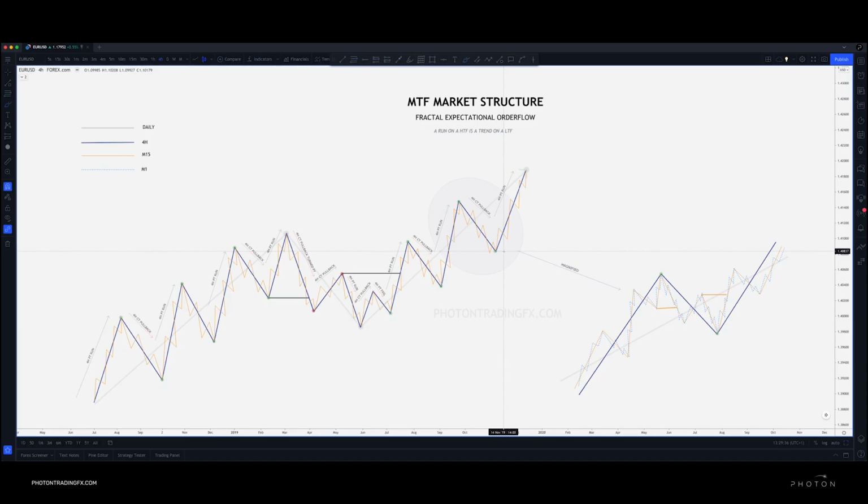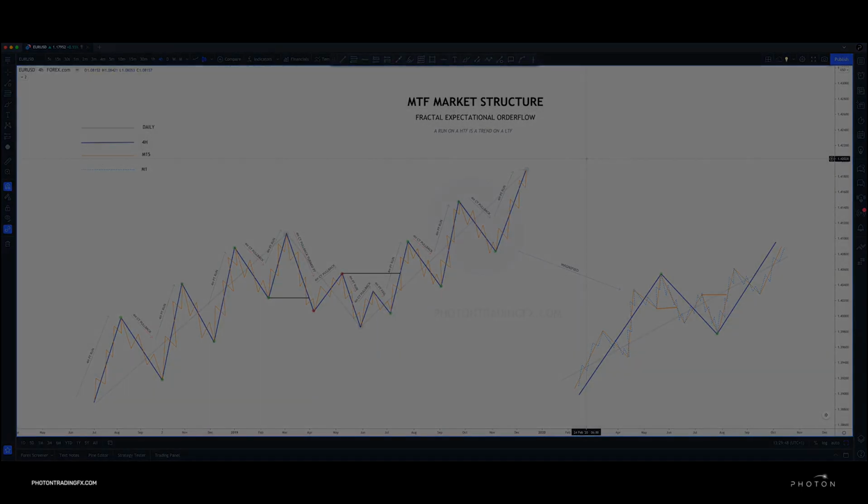So let's take a look at one last theoretical example on the charts, just so we can start to piece together a bit more how we can base a trade idea around this concept.